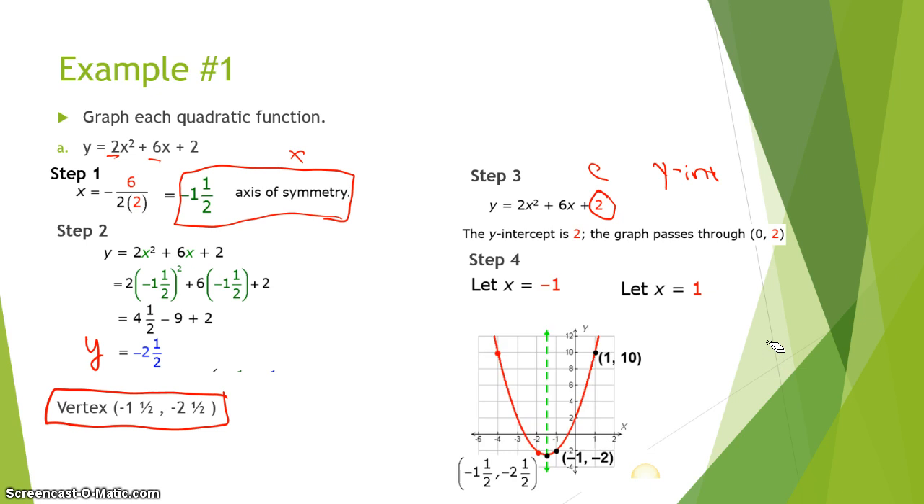So this is what my graph is going to look like. The easiest way would be to first start by plotting your vertex. So my vertex here is at the value -1.5, -2.5.